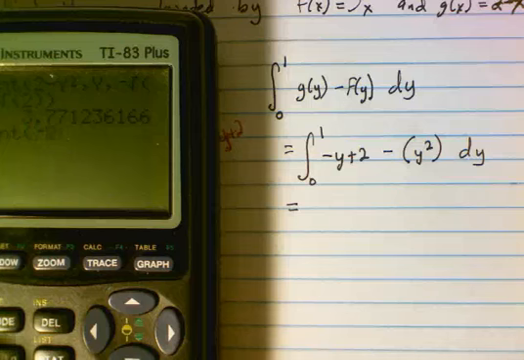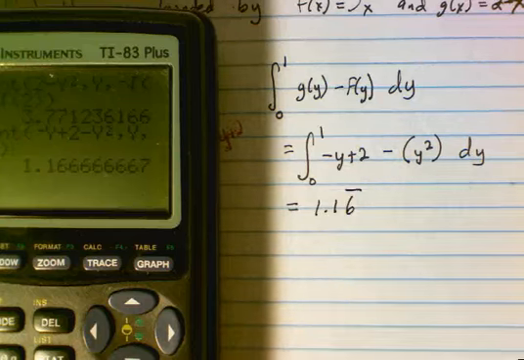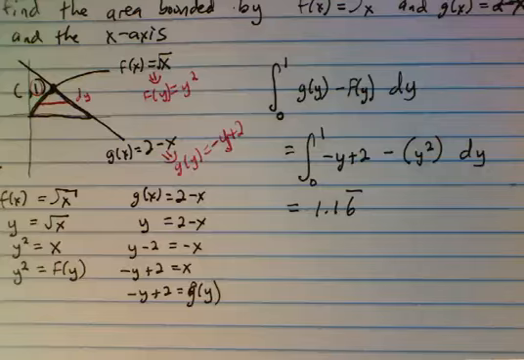Negative alpha y plus 2 minus alpha y squared, comma alpha y, comma 0, comma 1. 1.16 repeating. Let's do one final example and then we'll be done with all these.